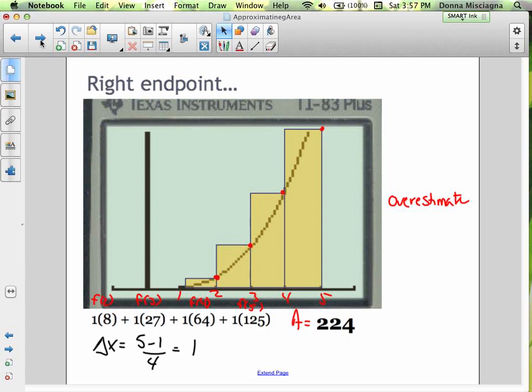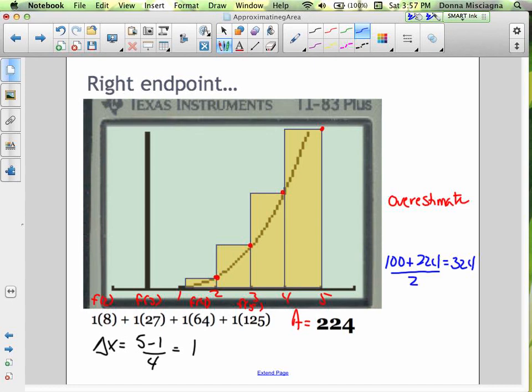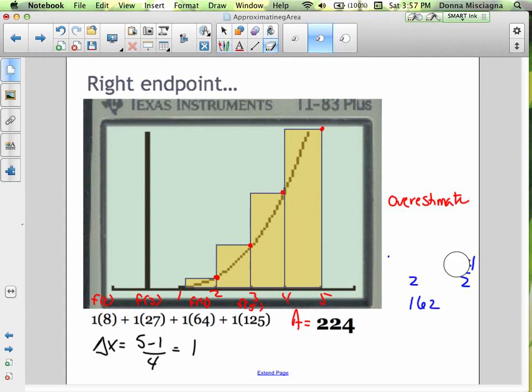You can see that we've got lots of rectangle that goes outside the curve, and we've got everything under the curve plus more. Now remember, the first one was 100, and the second was 224. And let's look at the midpoint. So 100 plus 224 is 324. That's something I want to point out. If I take the average of those two, that would be 162, right? 162. Remember that because I want to point something out to you.